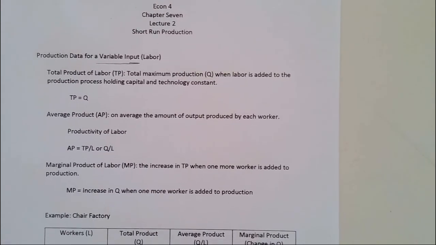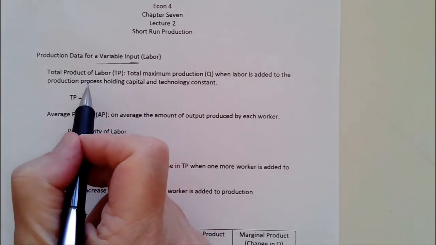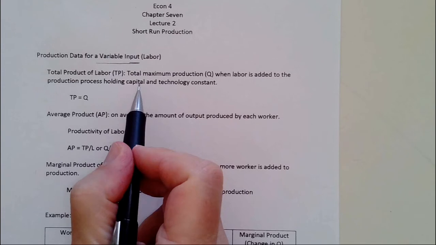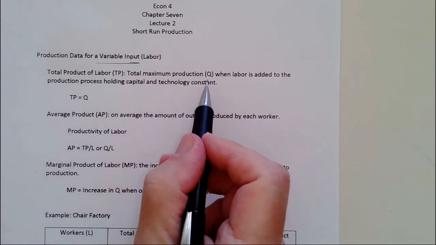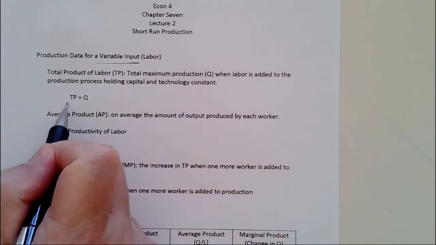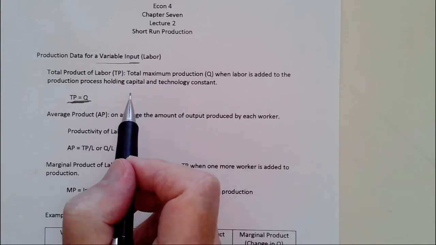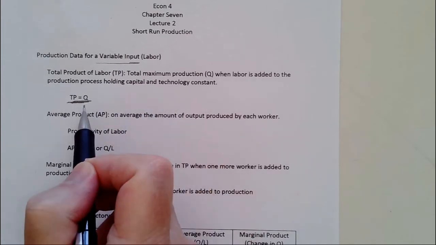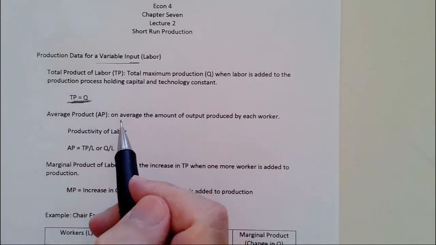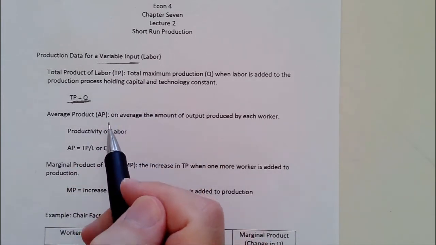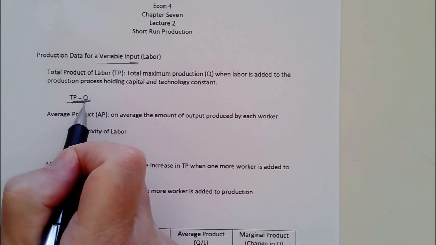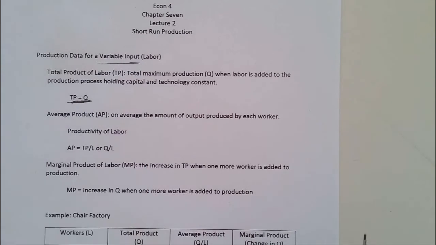First of all, simply just the total production, your total product of labor. This represents your total maximum production Q. So total product is nothing more than just Q, how much we're producing. And we're holding our capital and technology constant. And we're going to assume that we're doing the best we can, so we're going to be on a production possibilities frontier. So this would be our maximum production we can get based on the technology, the capital, and the amount of the variable input that we're using.